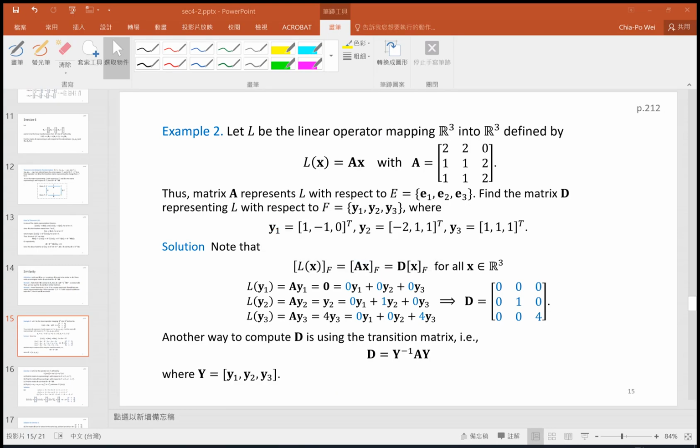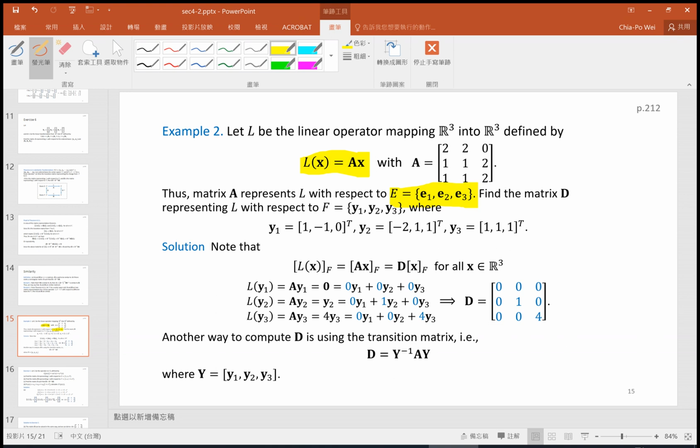Next, we discuss example 2. Let L be the linear mapping from R3 into R3, defined by L of x equals Ax, where A is a given matrix of dimension 3 times 3. Matrix A is the matrix representation of L with respect to the standard basis in R3.